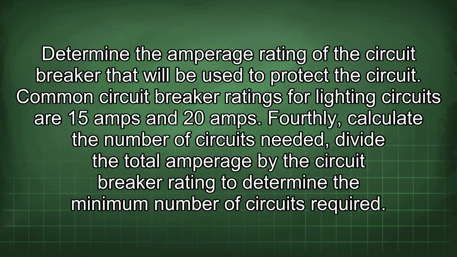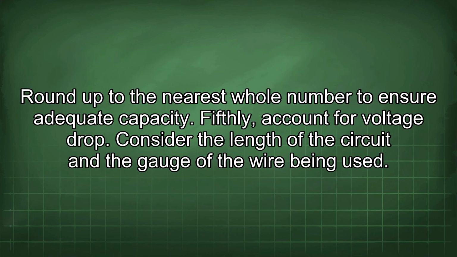Divide the total amperage by the circuit breaker rating to determine the minimum number of circuits required. Round up to the nearest whole number to ensure adequate capacity. Fifthly, account for voltage drop. Consider the length of the circuit and the gauge of the wire being used.